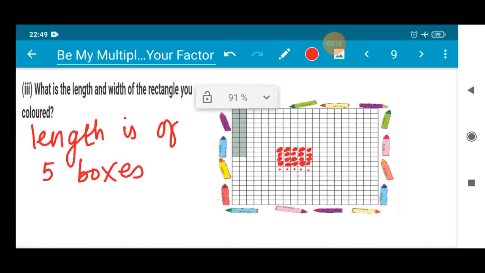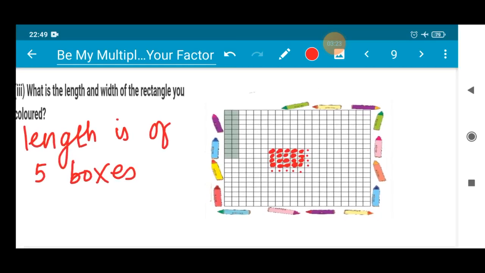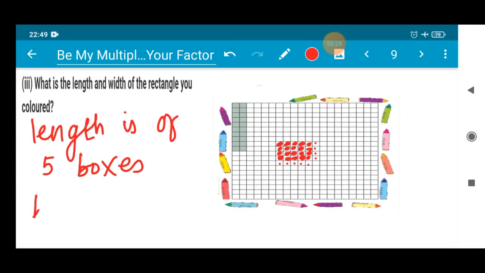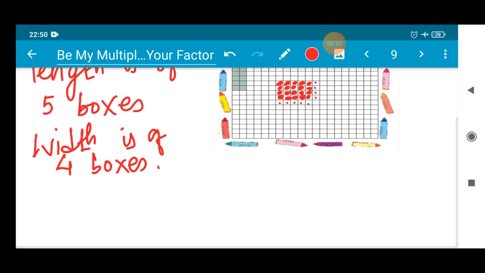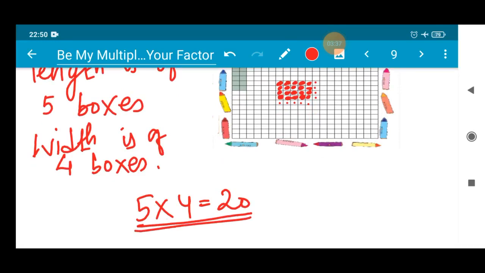And what is the width then? 1, 2, 3, 4, right? So the width or breadth is 4 boxes, which will make 20. That is, 5 into 4 will make 20. So this is the way to verify whether you have used 20 boxes or not.